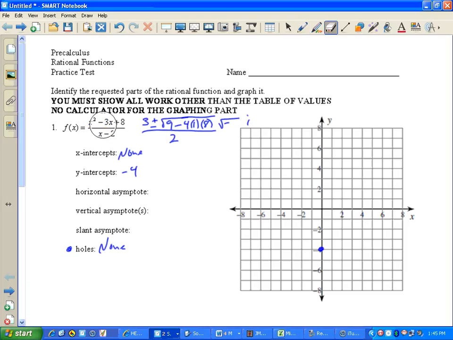Horizontal asymptote. This one's not going to have one because the degree of the numerator is bigger than the degree of the denominator. Vertical asymptotes are when the bottom equals 0, so that occurs when x is 2. So I'm going to have a vertical asymptote right here.